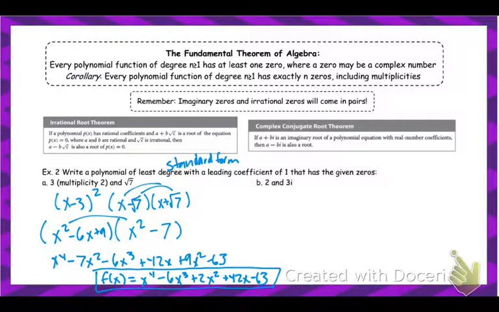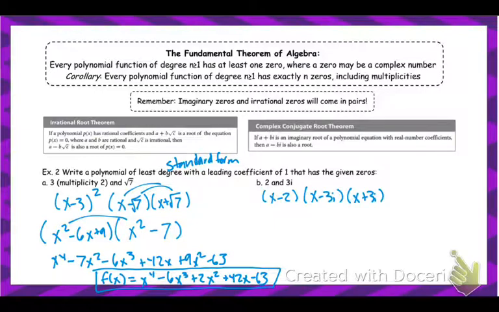So it's a little bit messy on the algebra, but it's the same process that we did back with quadratics. All right, very similar in the next one. It only tells us that 3i is a root, but if 3i is a root, negative 3i is a root. So x minus 2 would be a factor, x minus 3i, and x plus 3i.